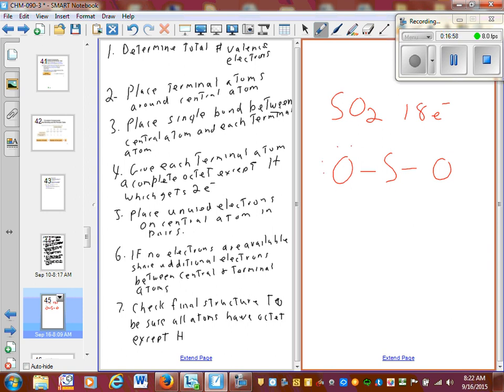Okay, how many electrons have I used? 16. You don't have to count. If I made each one an octet, there's 2 of them. 2 times 8 is 16. Okay. How many did I have to work with? 18. So how many got left? Where am I going to do them? Can't put them on the oxygen. I have to put them on the sulfur. There we go. Used all 18.